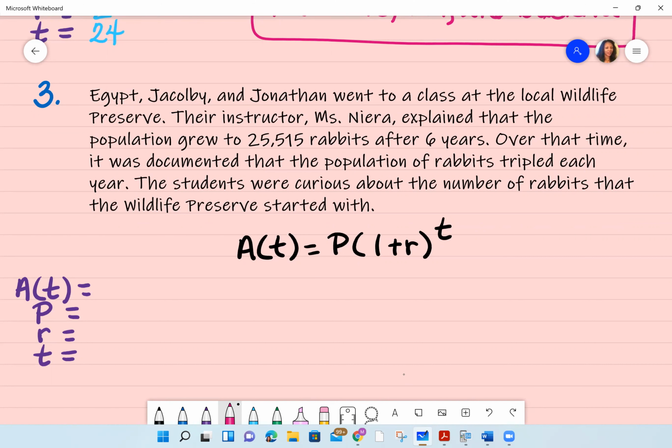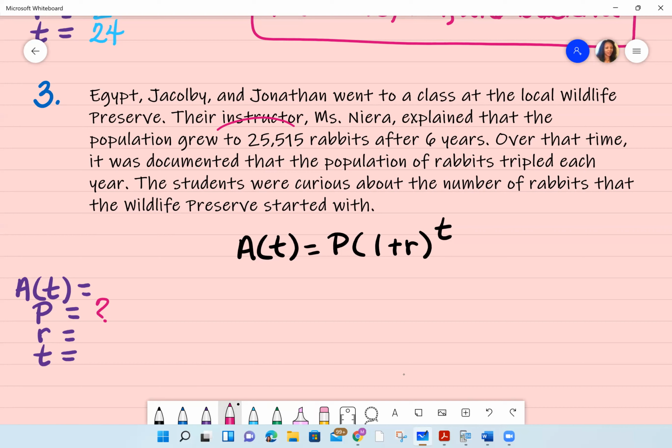So again, you're looking for keywords. The keyword here is it tripled. That means it's growing, which means I'm going to use my exponential growth formula. So now what are we looking for? The students were curious about the number of rabbits that the wildlife preserve started with. So that means what did they initially start with? So they want to find P.